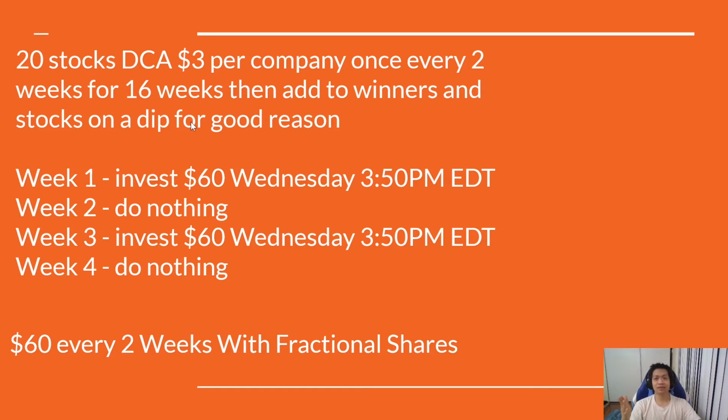And then once that 16 weeks comes up, we'll have all of the money we want to invest in each company to the full amount. And then after that, we're going to change it up. We're going to be adding to the winners and also adding to the stocks on a dip when it's dipping for a good reason. And yeah, so that's going to be $60 every 2 weeks with fractional shares, $3 per company per 2 weeks. So $3 times 20 stocks, that's $60.